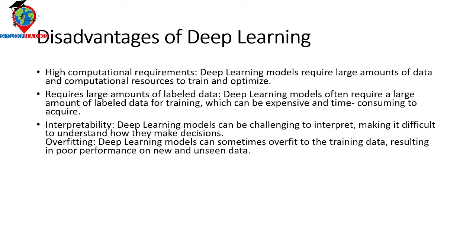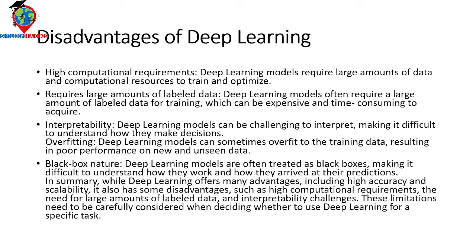And then interpretability: deep learning models can be challenging to interpret, making it difficult to understand how they make decisions. And overfitting: deep learning models can sometimes overfit to the training data, resulting in poor performance on new and unseen data. And black box nature: deep learning models are often treated as black boxes, making it difficult to understand how they work and how they arrive at their predictions.